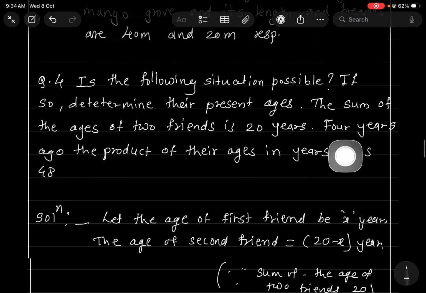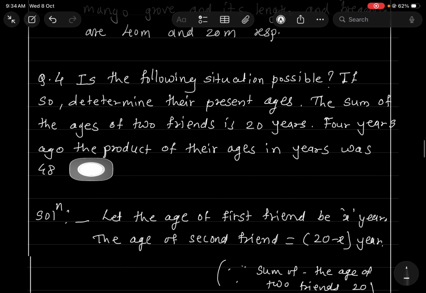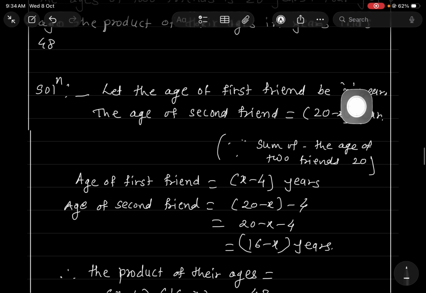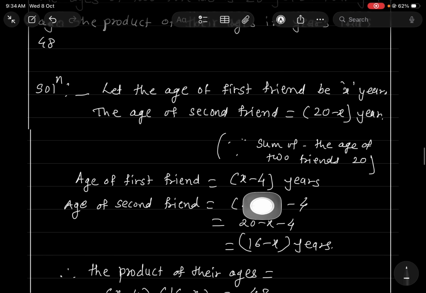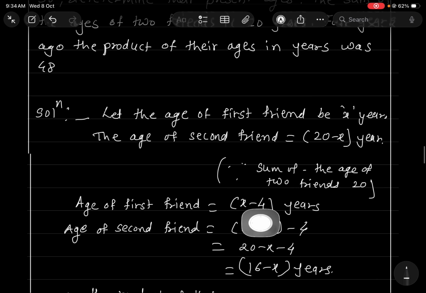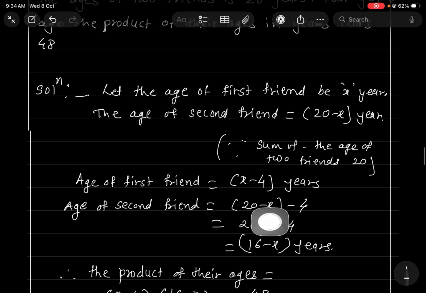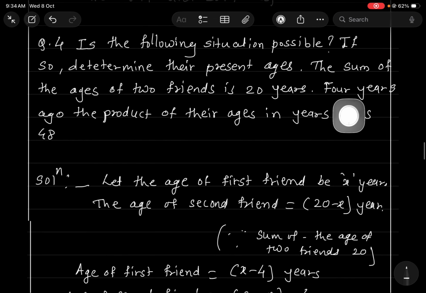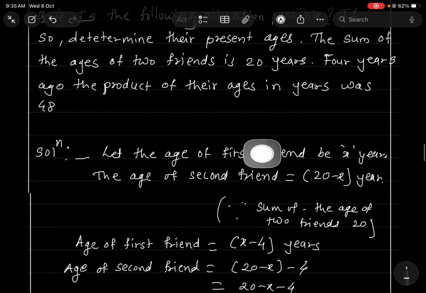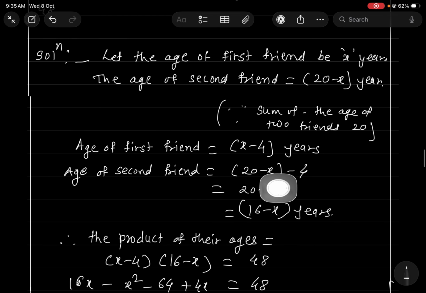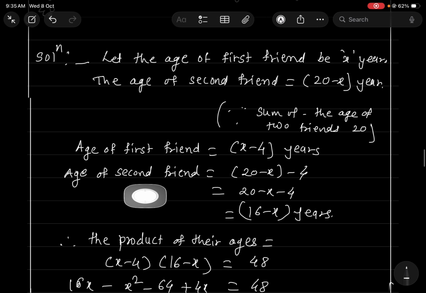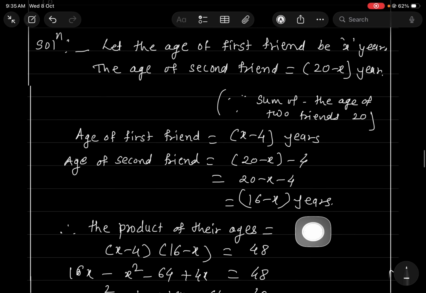Now see here another condition. 4 years ago, before 4 years, means we have to take the subtraction. The age of that first friend was x, so 4 years ago it is x minus 4. And for 20 minus x, we also subtract 4, because the condition is given 4 years ago. So 20 minus x minus 4 means 20 minus 4, 16 minus x. The second friend's age is 16 minus x.